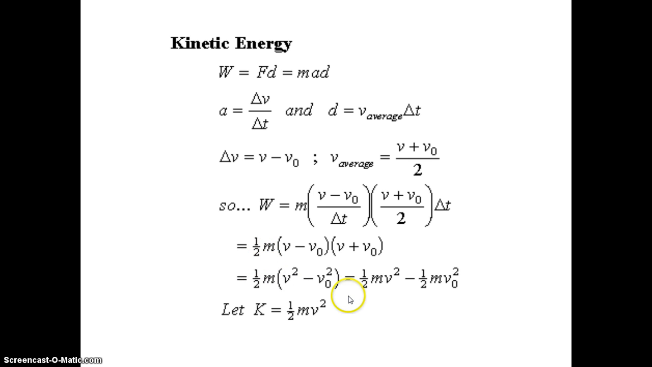And what you see that comes out at the end down here is that 1/2 the mass times the final velocity squared minus 1/2 the mass times the initial velocity squared is equal to the work. And the 1/2 mv squared, we just say that that's the kinetic energy. And K sometimes also is used just to express the kinetic energy of the object.